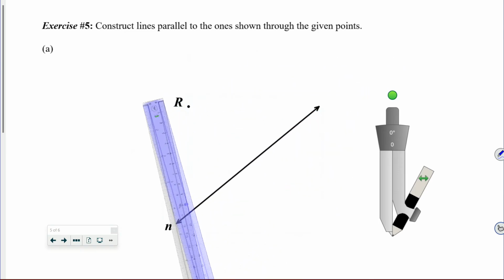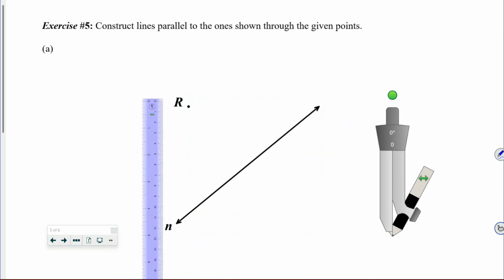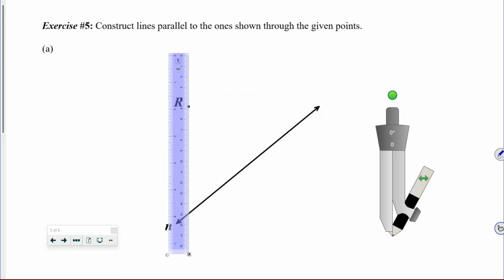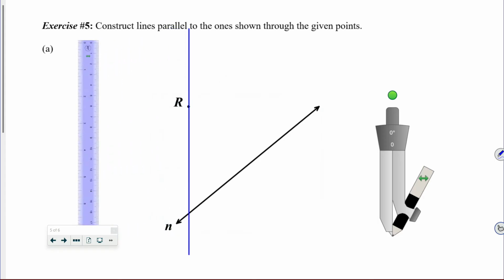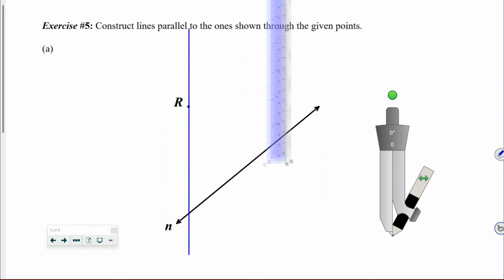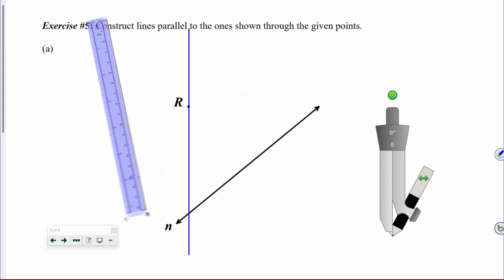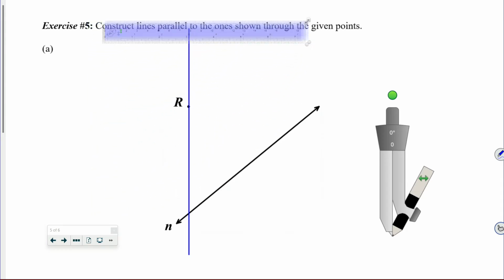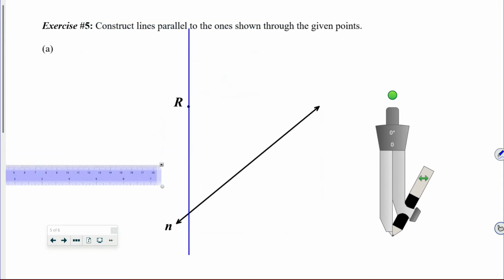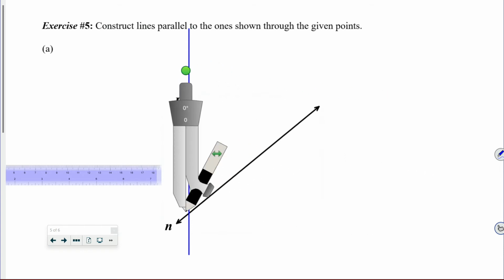So I need to draw a line through point R that intersects this particular line somewhere, all right? It doesn't matter. I could make it acute, obtuse, it doesn't matter. I just have to have it intersect that line somewhere. And then I'd really like this to rotate back up. Okay, great. So now I have an angle that I can copy. So let me copy that angle.